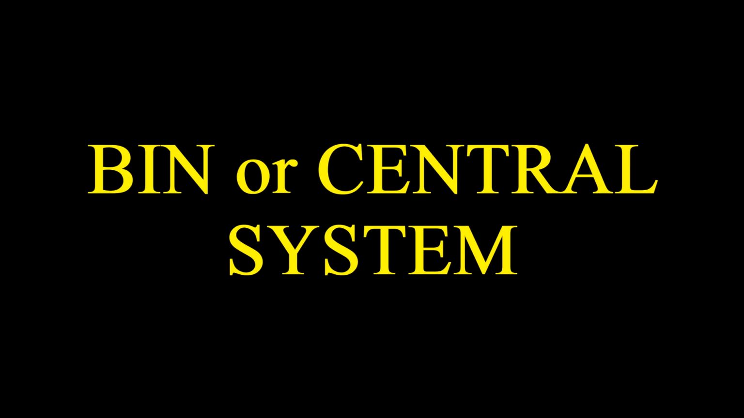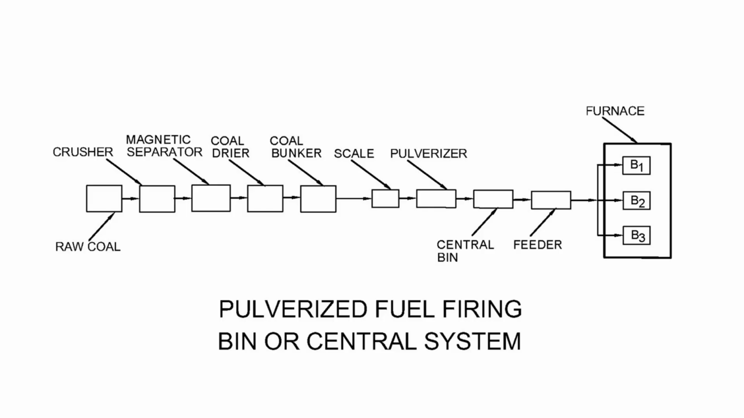Bin or central system. This system has got few additional components other than explained in unit or direct system. These are central bin and feeder. To know constructional details and working, I refer to diagram. That is again a block diagram.